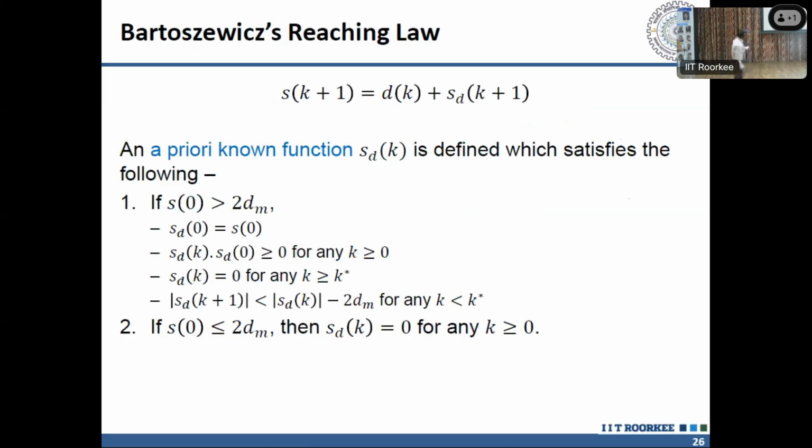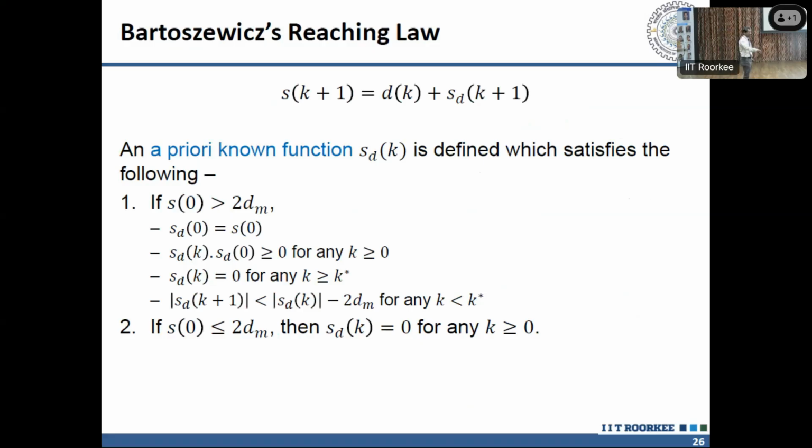Let's try to read it. What it says is that whether my s_d0 is positive or negative, s_dk must have the same sign. Only then this can be greater than or equal to. And s_dk equals 0 for some k greater than k star. So we have to define some k star at this particular time instant.